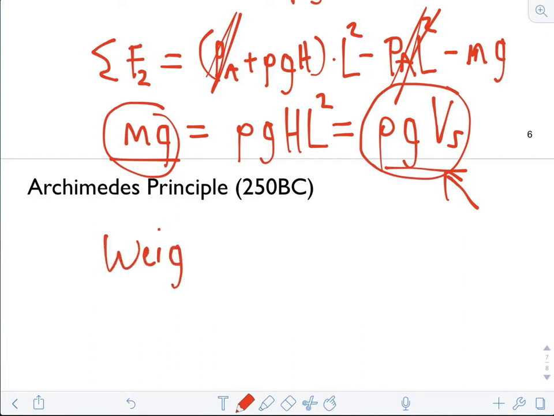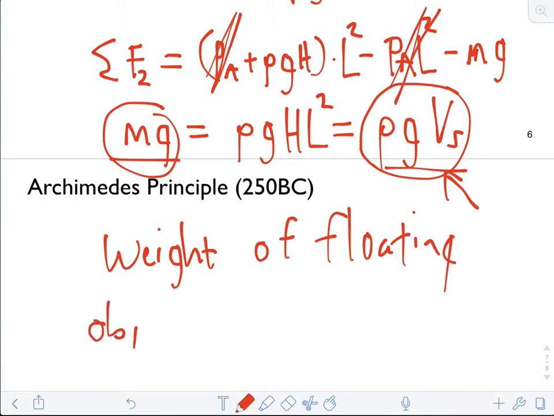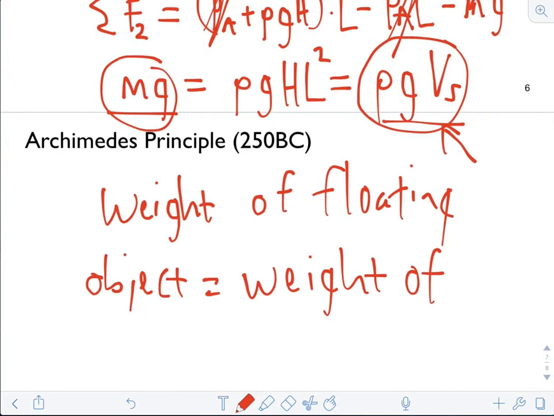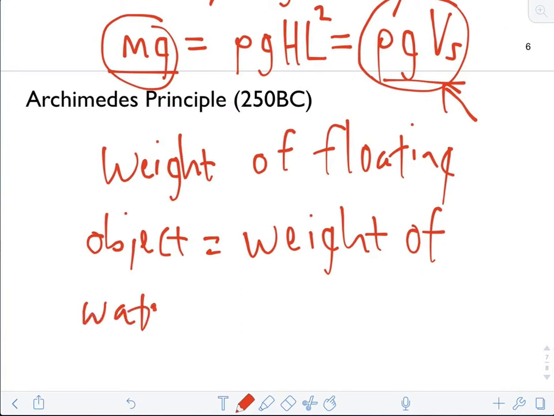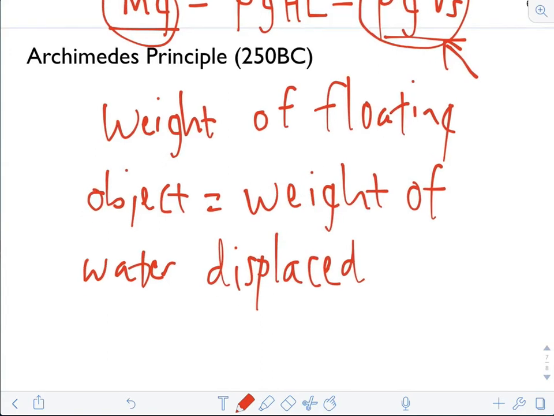Weight of the water displaced. So the weight of a floating object is equal to the weight of water displaced. In the simple case, where we have constant density, it's just equal to rho, the density of the water that it displaced, times gravitational acceleration times the volume of the water that was displaced. And you can Google that, that goes back some time.